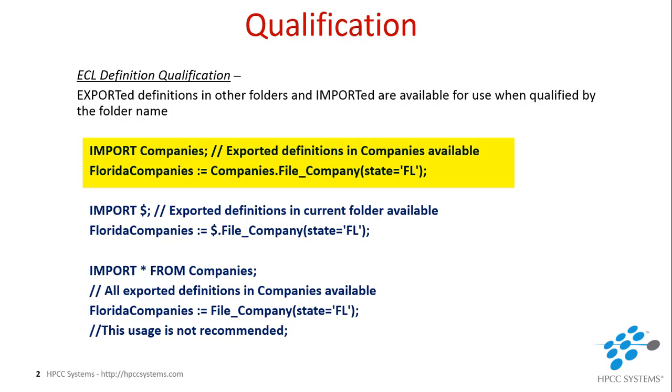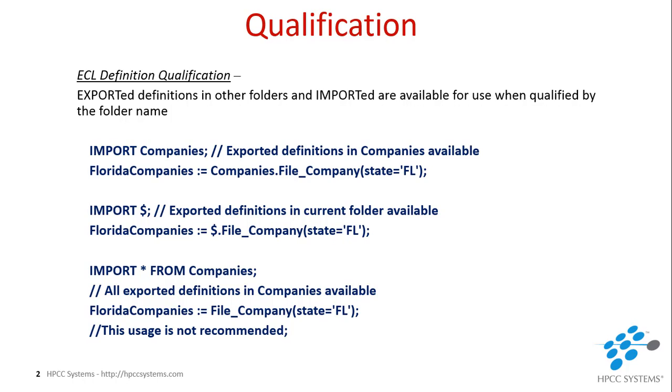folder. So we have Florida Companies defined as companies dot file underscore company, and so it is implied here that the definition called file underscore company is already exported. If not, the compiler will complain and tell you so.